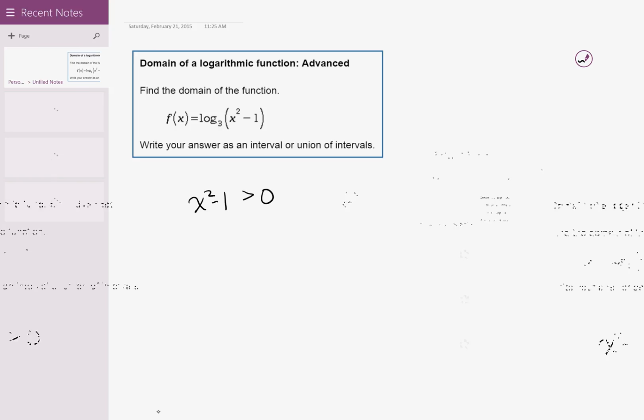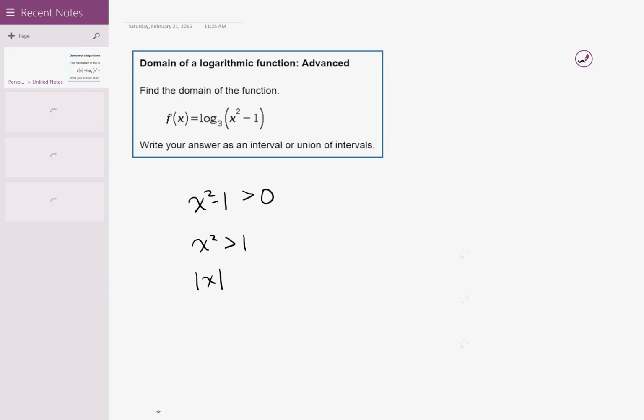Now, I can add 1 to both sides. And when I take the square root of both sides, I get the absolute value of x must be greater than 1. And that means that x must be greater than 1, or x must be less than negative 1. That gives me negative infinity to negative 1, not inclusive, union 1 to infinity.